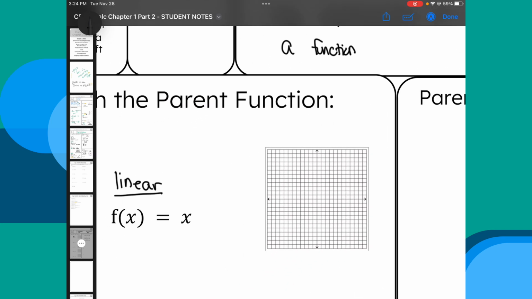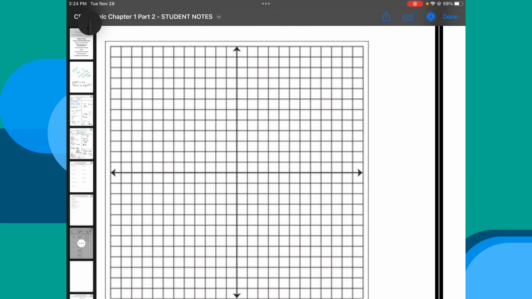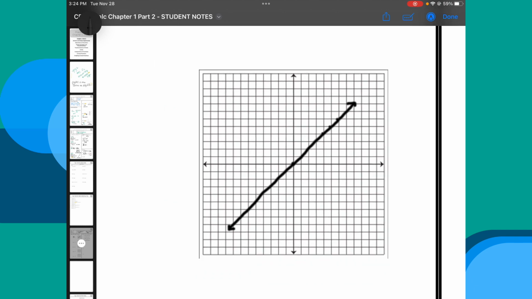We have 5 parent functions that we're going to focus on right now. The first one is our linear function. It's just y is equal to x. So this is in what you recognize as slope-intercept form. You know there's the 1 in front of the x and the plus 0. So this is always going to start at our origin. We're going to go up 1, over 1, and we can connect. And here is the most basic graph of a linear function.